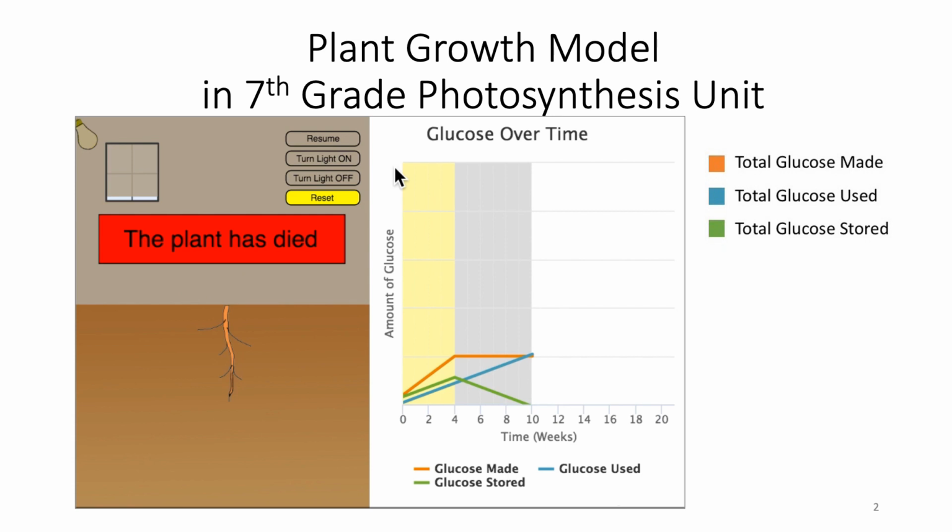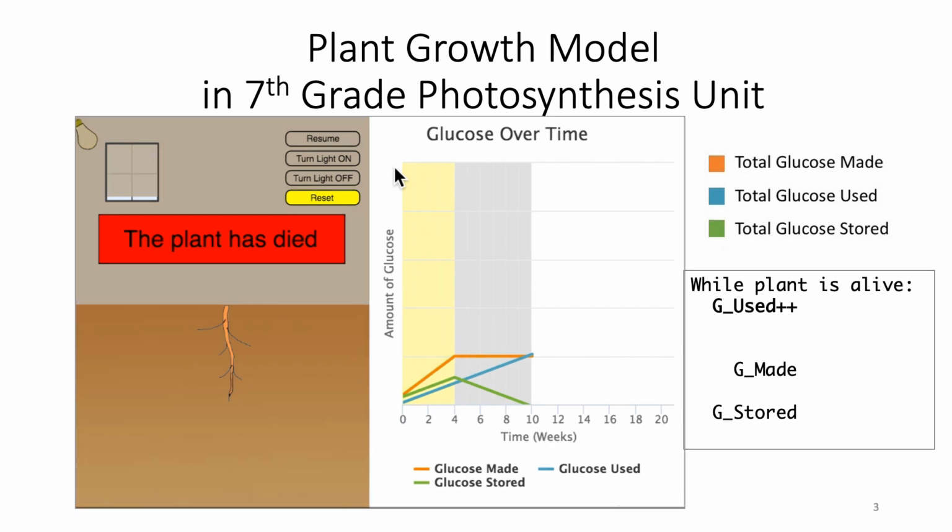Without knowing exactly how the model is programmed, we can make some good guesses. There are probably variables that keep track of the amount of glucose made, used, and stored. While the plant is alive, the glucose used increases. We can tell because the line for glucose used just goes up. The cumulative glucose made goes up when the light is on, but stays flat when the light is off.